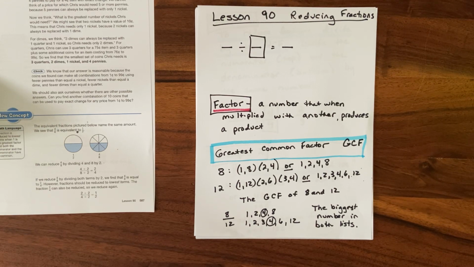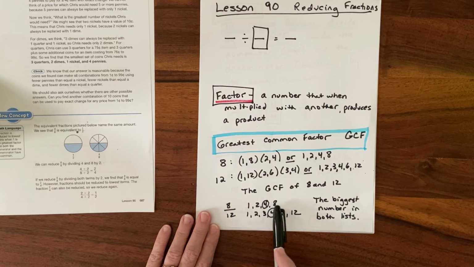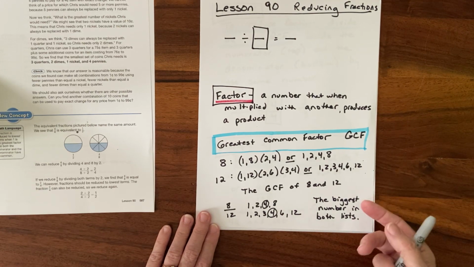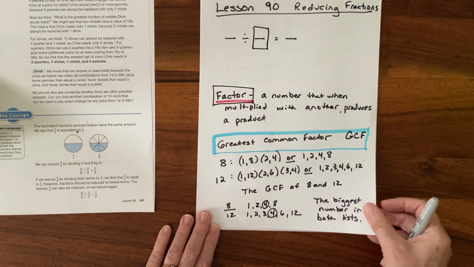Okay, so I want to find the greatest common factor. Let's think about what that means. Greatest, biggest. Common means they share the same number. And factor, now we know what a factor is. So the greatest common factor of 8 and 12. I'm going to write my list for 8: 1, 2, 4, 8. And for 12: 1, 2, 3, 4, 6, 12. What's the biggest number that they have in common? It's 4, right? So the GCF, or the greatest common factor, of 8 and 12 is 4.